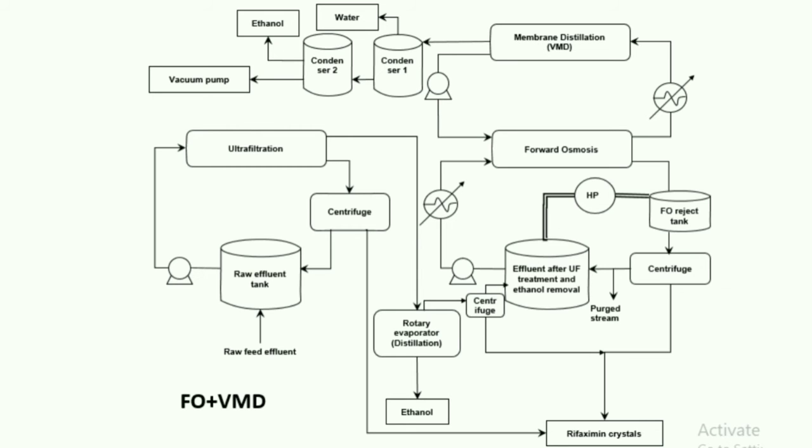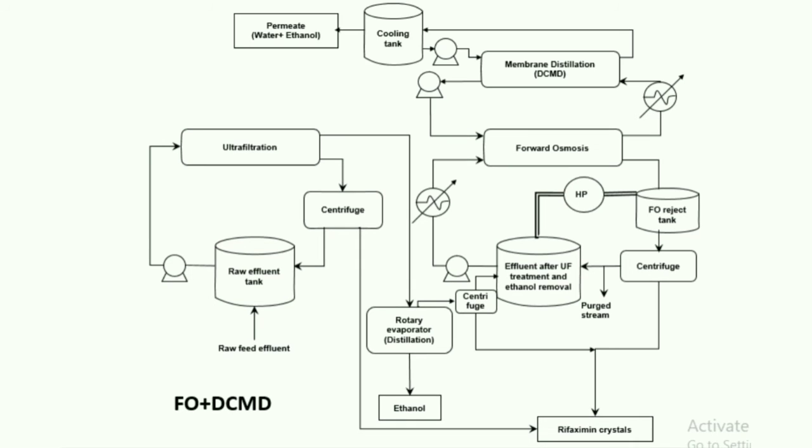After that, in the same FO process, the draw solution, which was getting diluted due to the forward osmosis process, is fed into the vacuum membrane distillation unit, where due to the application of vacuum pressure, the water and the ethanol from the draw solution are separated, and the highly concentrated solution is fed back to the forward osmosis process as a draw solution.